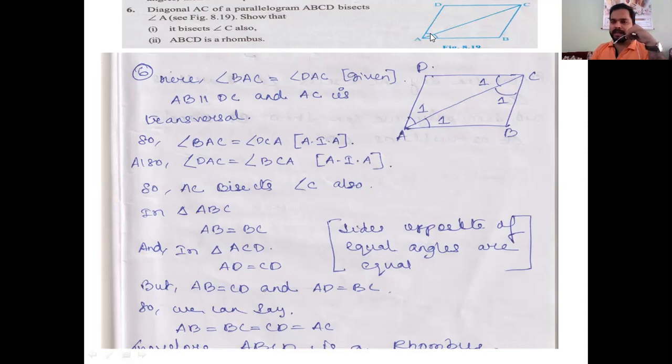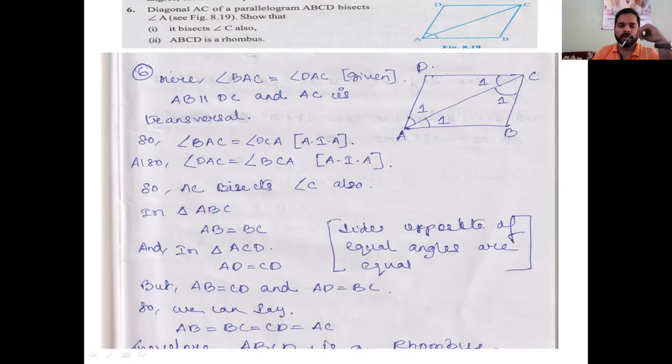If it bisects angle A, then DAC will be equal to BAC. These two angles will be equal. So then it is told to show that it bisects C also. That means what you have to show? DCA is equal to BCA.